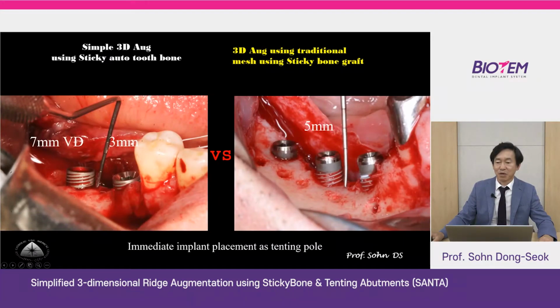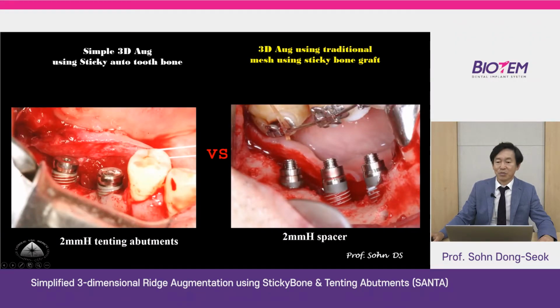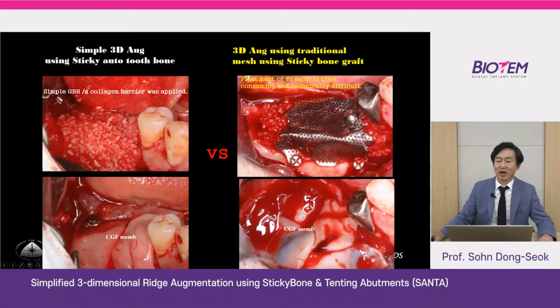After implant placement on both sides, you can see the 7 millimeter vertical defect here, and you can see the 3 millimeter vertical defect proximally. On the right side, you can see the 5 millimeter vertical defect. The 2 millimeter high tenting abutment was placed on the left side. On the right side, a 2 millimeter space was placed to accommodate titanium mesh. The simple GBR using sticky tooth bone was done on the left side. On the right side, the titanium mesh was placed and 3-point fixation was done. This is a very complicated, time-consuming technique.